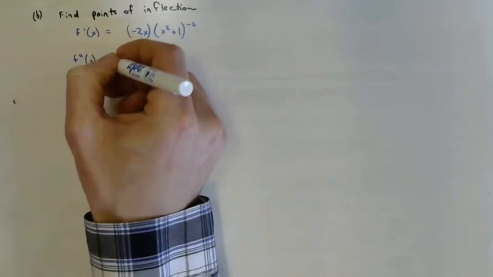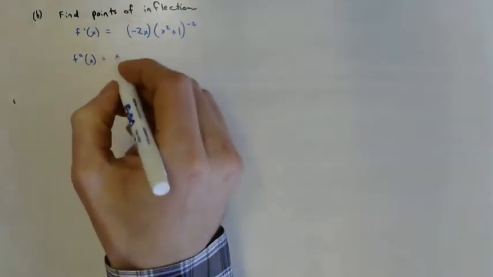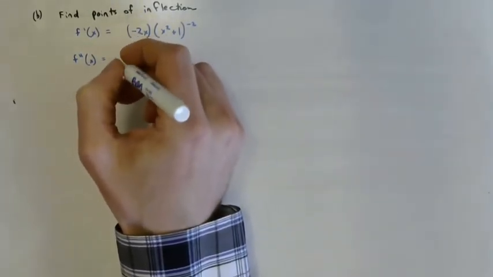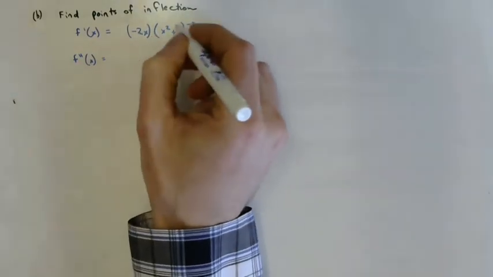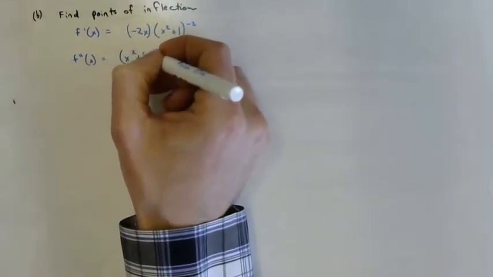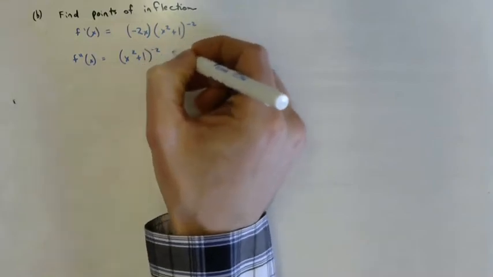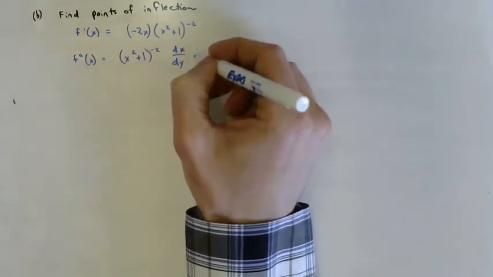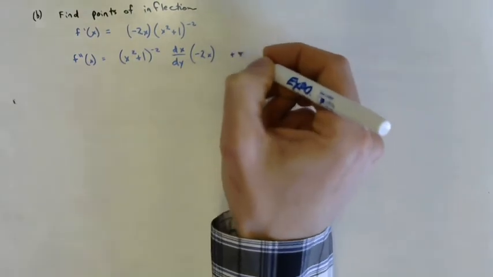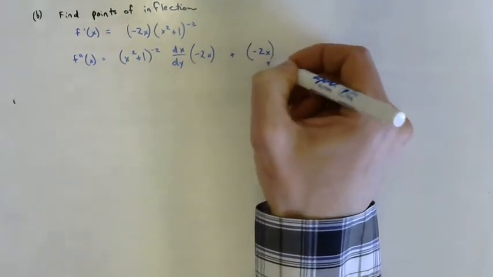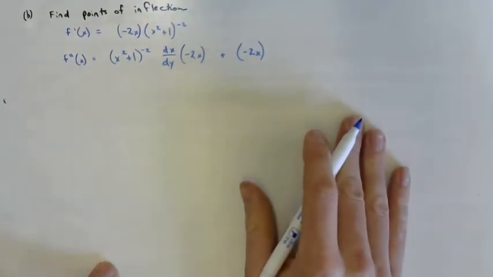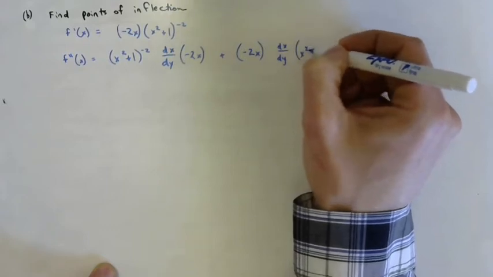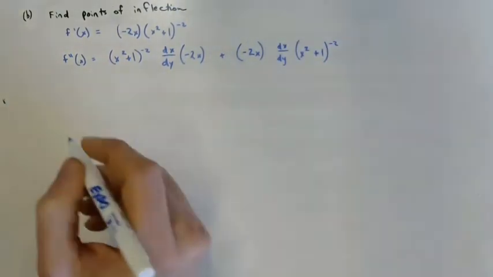We find our second derivative. I'm going to write all the steps. It's maybe been a while since we've done this, so I'm using product rule and chain rule together. First thing we're going to do is take the second function unchanged, (x squared plus 1) to the power of -2. We're going to multiply it by the derivative of the first function, dy/dx of -2x. Then we're going to add the product of the first function unchanged times the derivative of the second function, (x squared plus 1) to the power of -2.